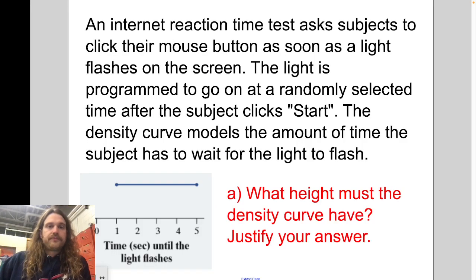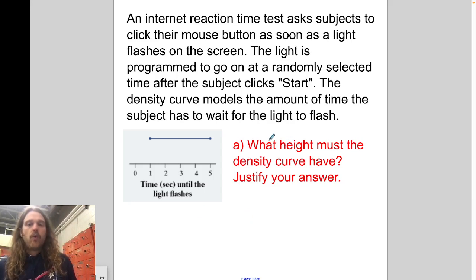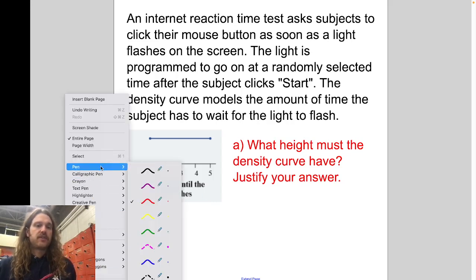Let's see an example. The internet reaction time test asks subjects to click their mouse button as soon as a light flashes on the screen. This sounds similar to the stopwatch. The light is programmed to go on at a randomly selected time after the subject clicks start. The density curve models the amount of time the subject has to wait before the light will flash. What height must the density curve have? Justify your answer.